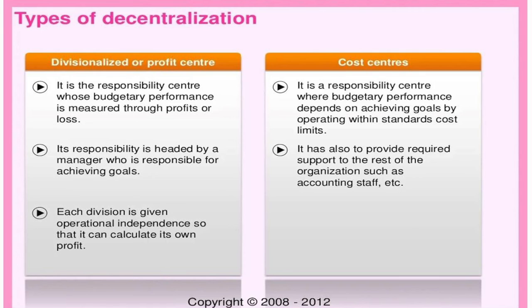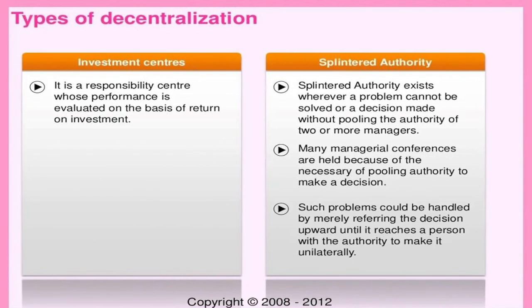So profit is one of the factors for evaluating the performance of the in-charge in decentralization, and cost is also one of the factors. A person who is controlling the cost is also important. It also has to provide required support to the rest of the organization, such as accounting staff. Accounting staff are needed in all departments. So centralized authority will give support to the subordinate authority or decentralization. An example is accounting staff.